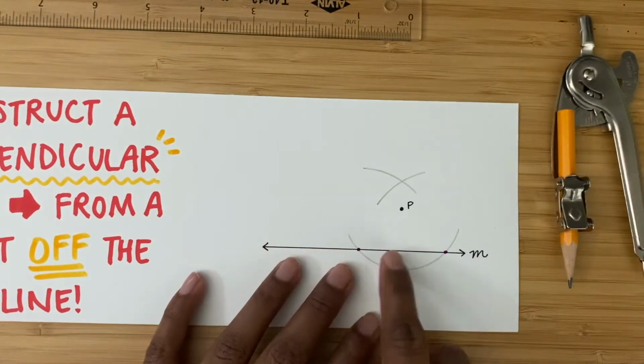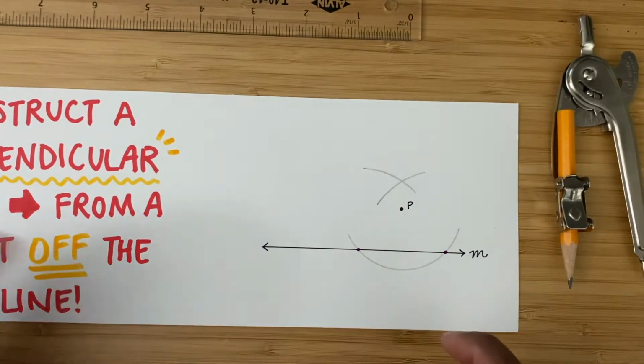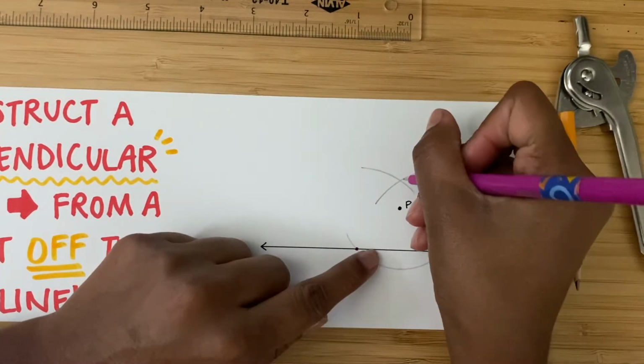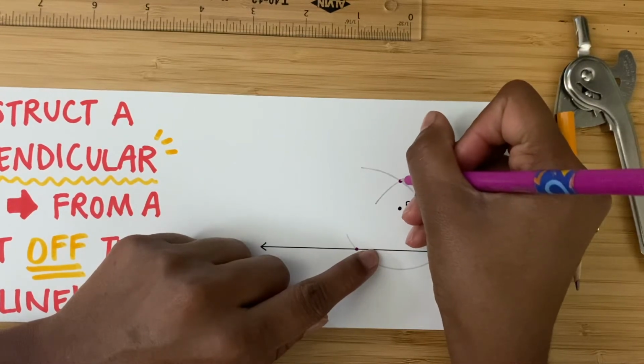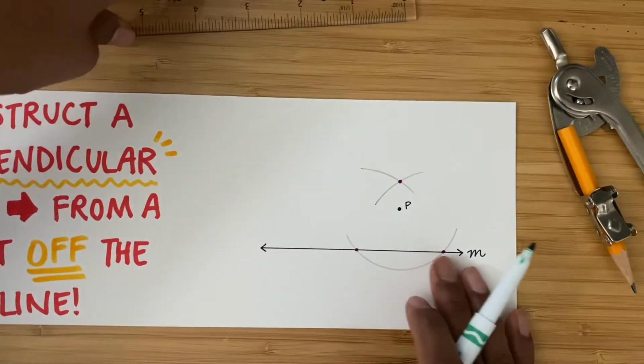So now you're going to see I have 1, 2, 3 construction marks. That's all that you need right now. And I'm going to mark this point of intersection of these two arcs with another point. And then these 2 points are what I'm going to use to draw my perpendicular line.